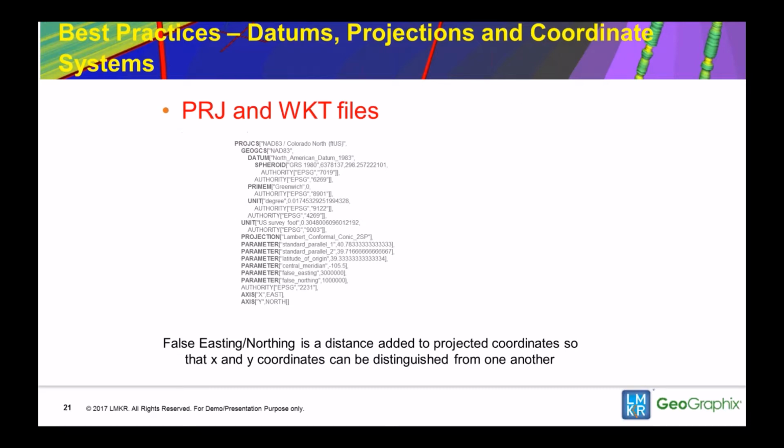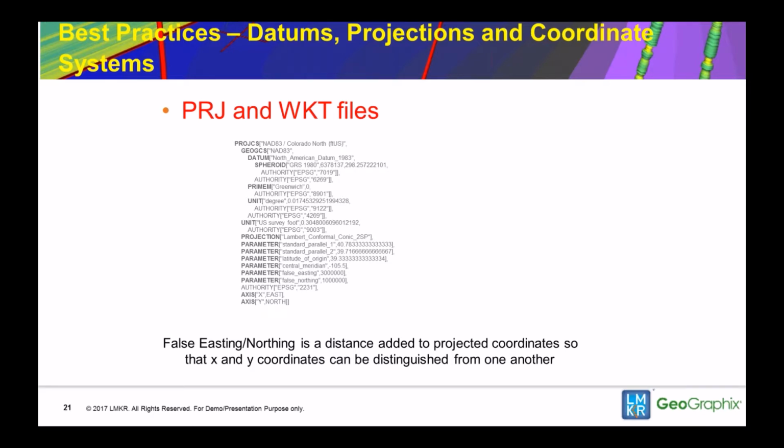Now, how do we define a coordinate reference system? Well, in a PRJ file, this is what one looks like here. You can see there's a lot of different information in here. So you have a projected coordinate system, and this one here is the NAD 83 Colorado North U.S. survey feet. Now the geographic coordinate system, that's the next line, is NAD 83. So the geographic coordinate system is using the NAD 83 datum. The spheroid or the ellipsoid is GRS 1980.